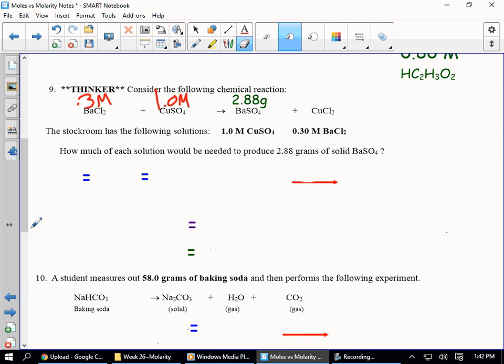Okay, so that's all the information I have. Let's take a look at this, and I want you to tell me which one do we have enough information to put into moles.